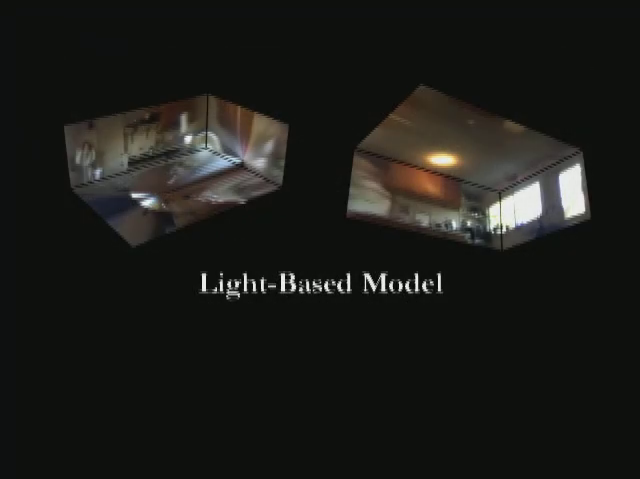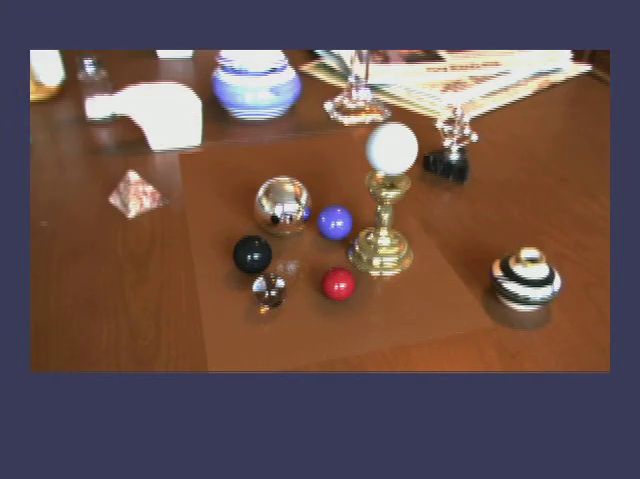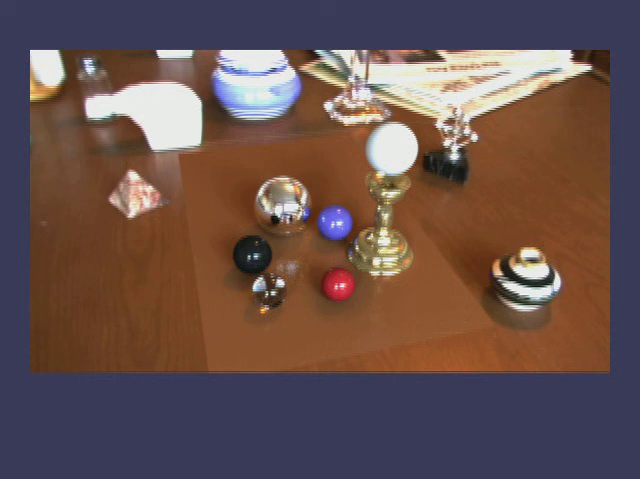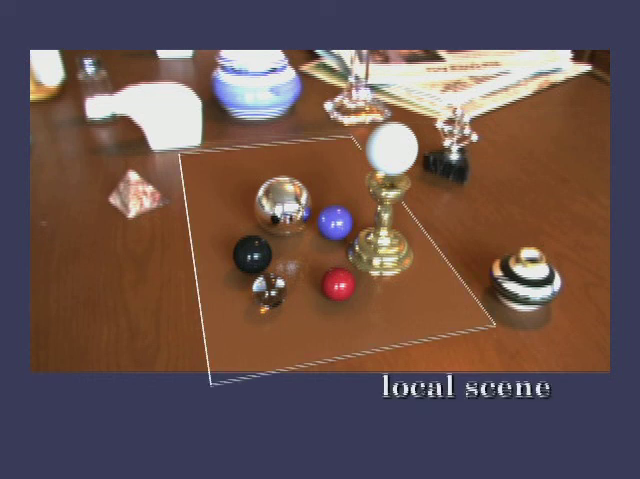As before, we use a simple light-based model of the environment to extrapolate incident illumination conditions. The camera pose and lighting information allow us to render the objects into the scene with the correct perspective and illumination. In order to cast reflections and shadows on the scene, a stand-in for the local scene of the objects is created. In this case, the local scene is a rectangular patch of the table. Methods discussed in the paper were used to estimate the local scene's material properties.